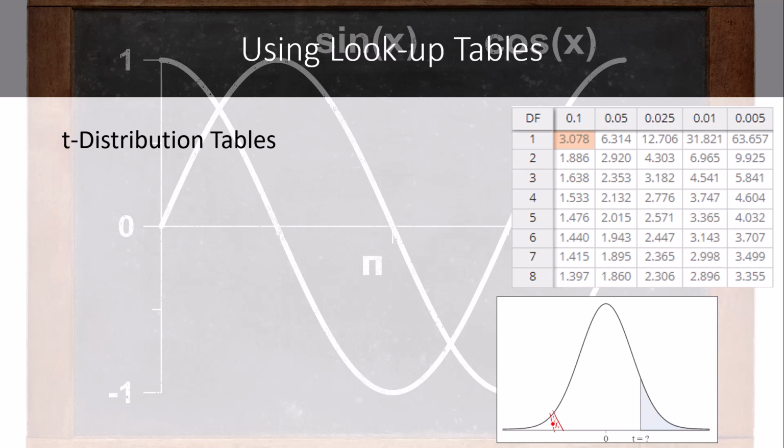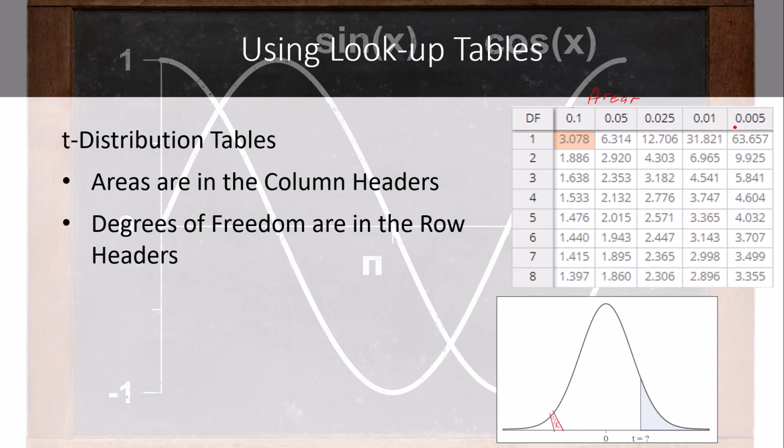And the way that we compute, the way we find those areas, is by looking at t-distribution tables. This is an example of the t-distribution table that you find in Hawks. The column headers right here denote the areas. When we're looking for t-values, we're only going to be concerned with the areas of 0.1, 0.05, 0.025, 0.01, or 0.005. The degrees of freedom will be right here, the row headers. And of course, the t-values in this particular case will be in the interior.